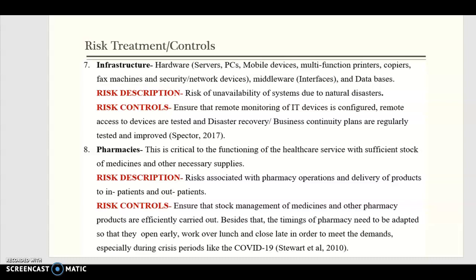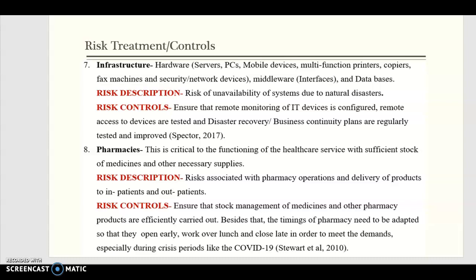Pharmacies, they have a risk with operations and delivery of products to inpatients and outpatients. The controls here are to ensure that stock management of medicines and other pharmacy products are efficiently carried out. Besides that, the timing of pharmacy also needs to be adapted so that they open up early, work over lunch, and close late in order to meet the demands, especially during crisis periods like COVID-19.